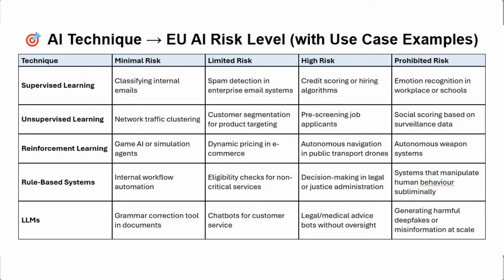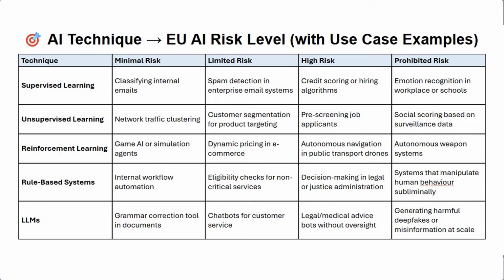Next, if we were to use this for credit scoring or for hiring algorithms, then this would be most definitely a high risk because this definitely influences access to essential services and opportunities, and these are listed under Annex 3.